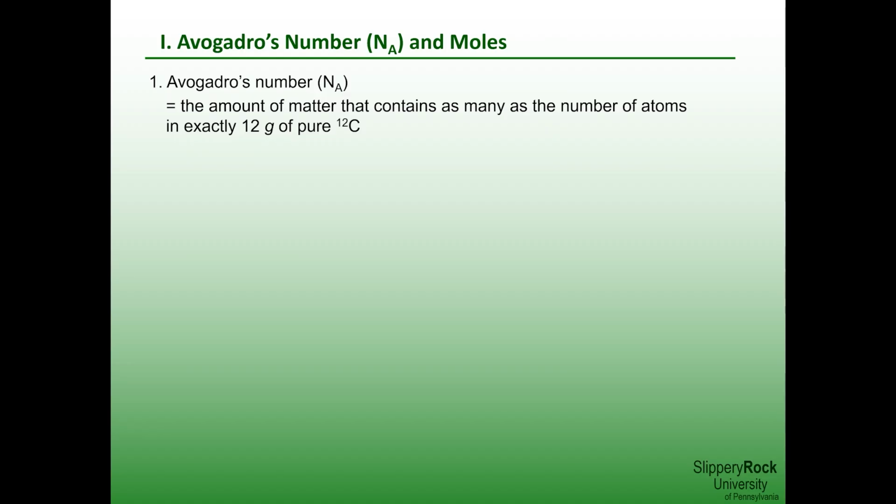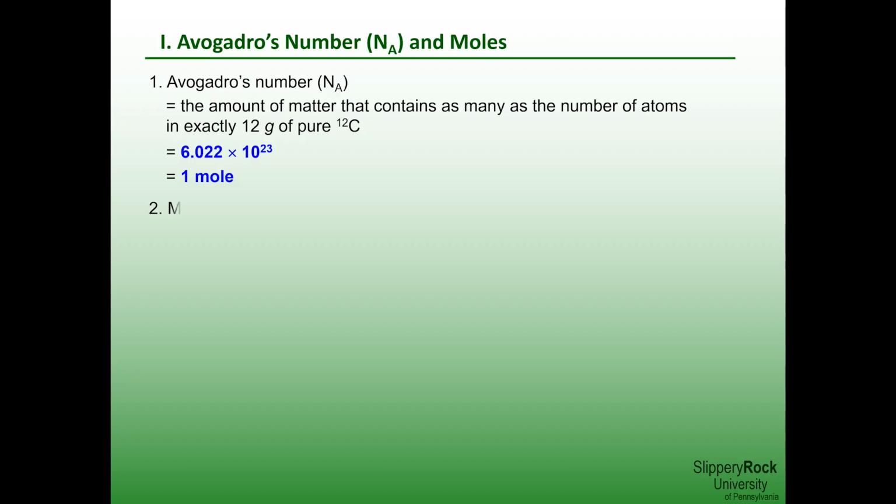First, let's talk about Avogadro's number. It is often written as capital N sub A. By definition, Avogadro's number is the number of atoms in exactly 12 grams of pure carbon-12. That number is incredibly large, 6.022 times 10 to the 23rd. This means that in 12 grams of carbon-12, there are 6.022 times 10 to the 23rd atoms. And we call this huge number 1 mole.